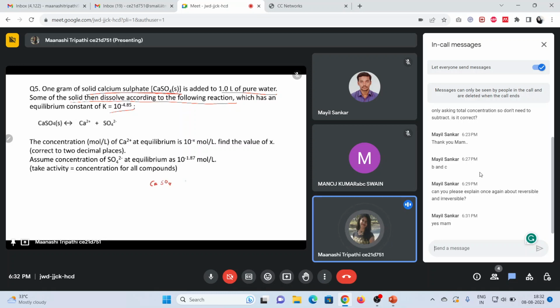When we add calcium sulfate in water, the water turns a very good, very bright blue color.